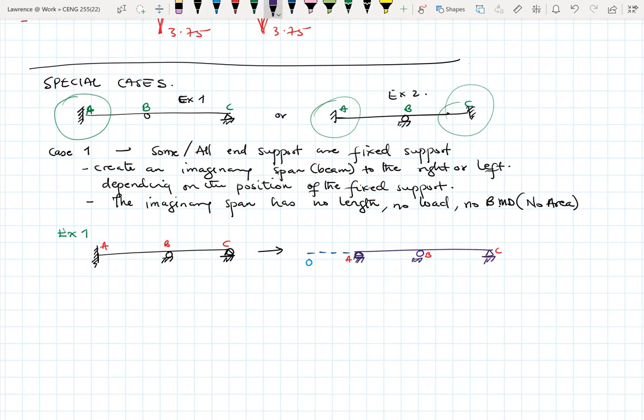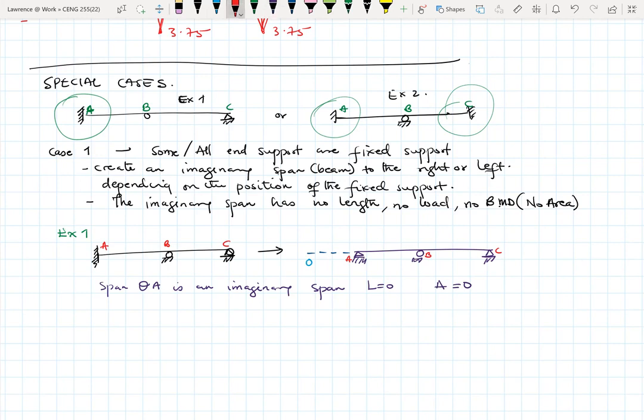It doesn't really matter. So I can assume this to be pinned. Then this looks like the case where I can easily use my equation here. But this span OA is an imaginary span. So this imaginary span has no length. So the length here is 0. There's no load on it. Once there's no load, you cannot find a bending moment diagram. So in that case, your area A is also 0.